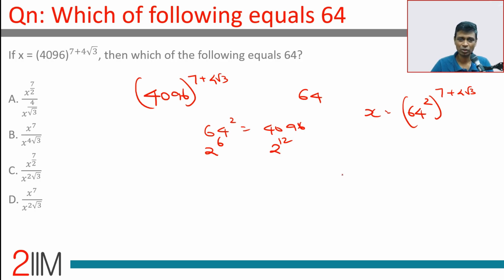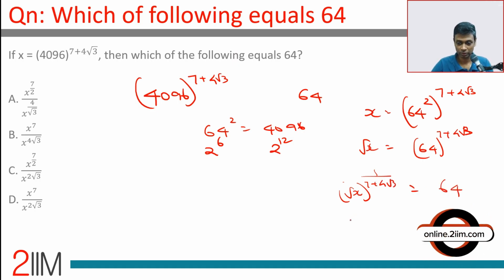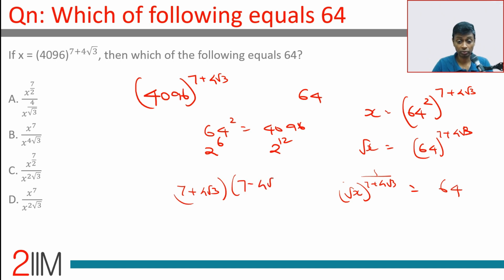Fine. The second thing, which of the following equals 64? We still don't know how to get to 64 from here. So we can say square root of x is 64 to the power 7 plus 4 root 3. Or square root of x to the power 1 by 7 plus 4 root 3 is 64. 7 plus 4 root 3 is a beautiful number. 7 plus 4 root 3 into 7 minus 4 root 3 is 49 minus 16 into 3, 48, which is 1. The reciprocal of 7 plus 4 root 3 is 7 minus 4 root 3. Or square root of x to the power 7 minus 4 root 3 is 64.